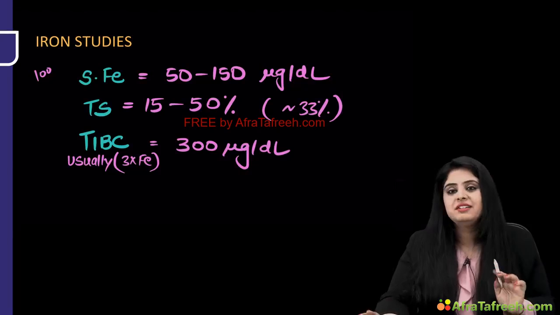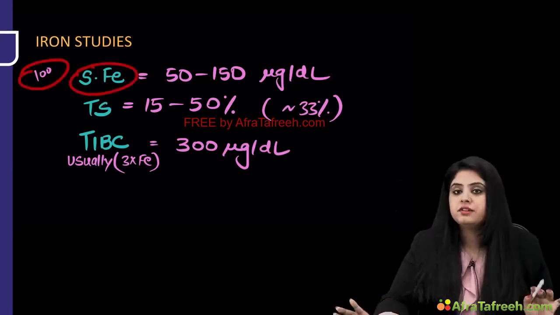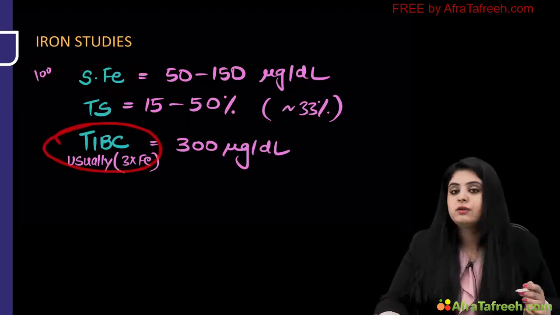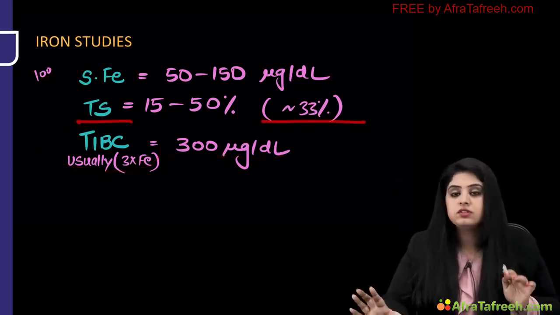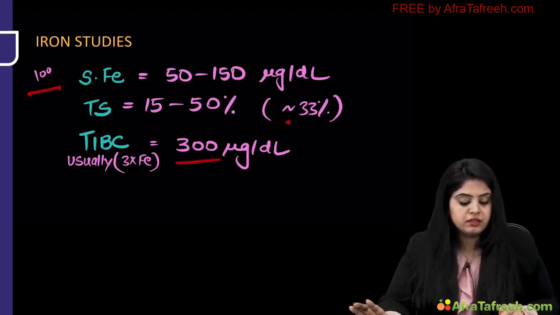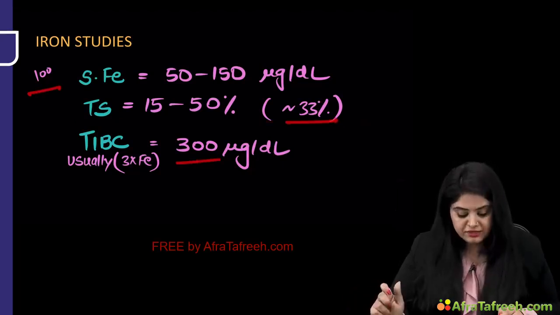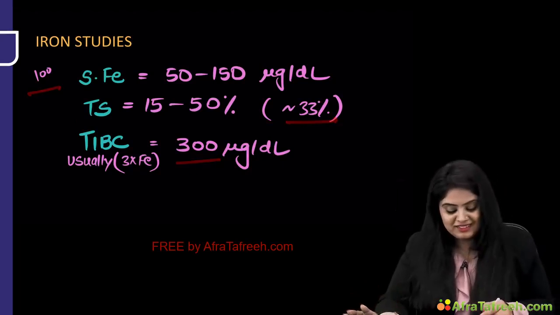Repeating, I have learnt it in a simple way. Iron I have learnt as 100. And 100 into 3, so I got my TIBC, so TIBC is 300 and transferrin saturation is 33%. So 100, 300 and 33%, I like to learn it like this. I'm sure you will also like to learn it like this.